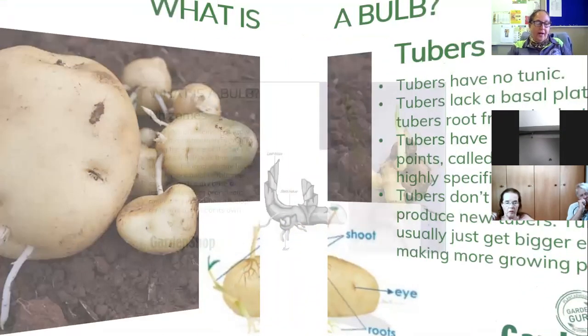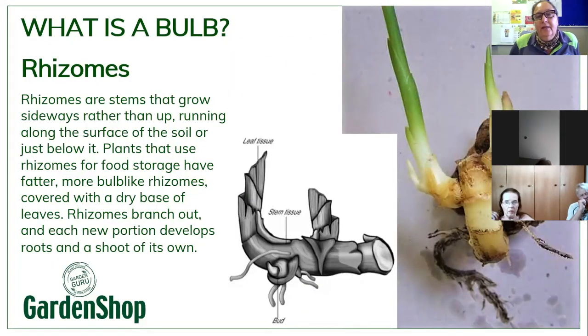The last one on our list is rhizomes, and I think that's also something that we are quite familiar with. Rhizomes you get in things like irises, even agapanthus and things like that. Now, a rhizome is a stem that grows sideways instead of up, and it's got the nodes, and from those nodes it would develop roots from the bottom, and it would develop leaf tissue to the top.